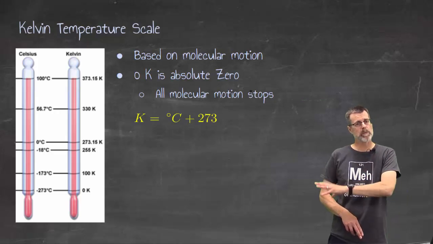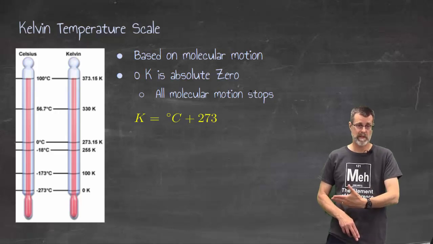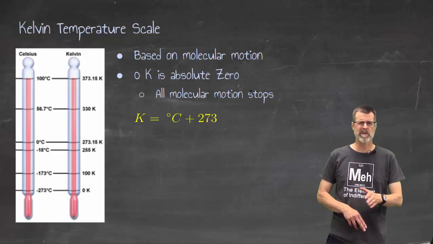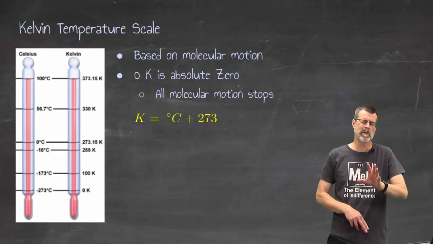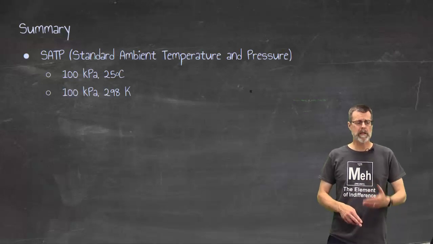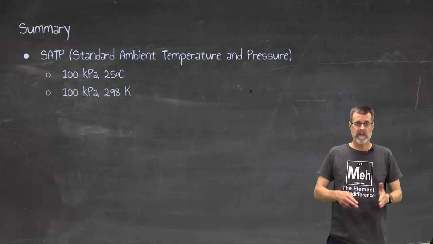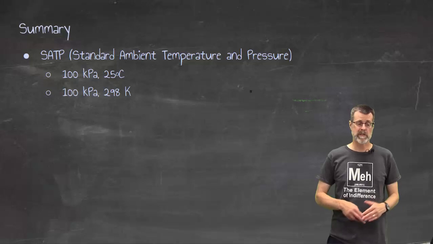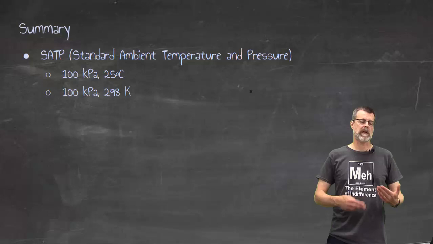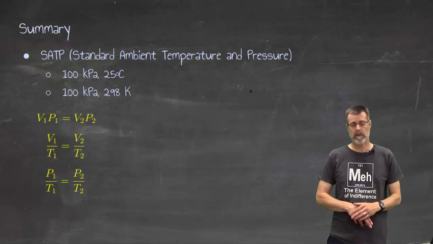So for us, what we need is the Kelvin Celsius conversion, which is Celsius temperature plus 273 is the temperature in Kelvin. And you'll notice on the diagram it's 273.15. We won't worry about that part of it too much. Okay, I know I didn't say this before, it's just the best place to put it, but we're going to have a standard set of conditions called standard ambient temperature and pressure, which is 100 kilopascals of pressure and 25 degrees Celsius, or 298 Kelvin.